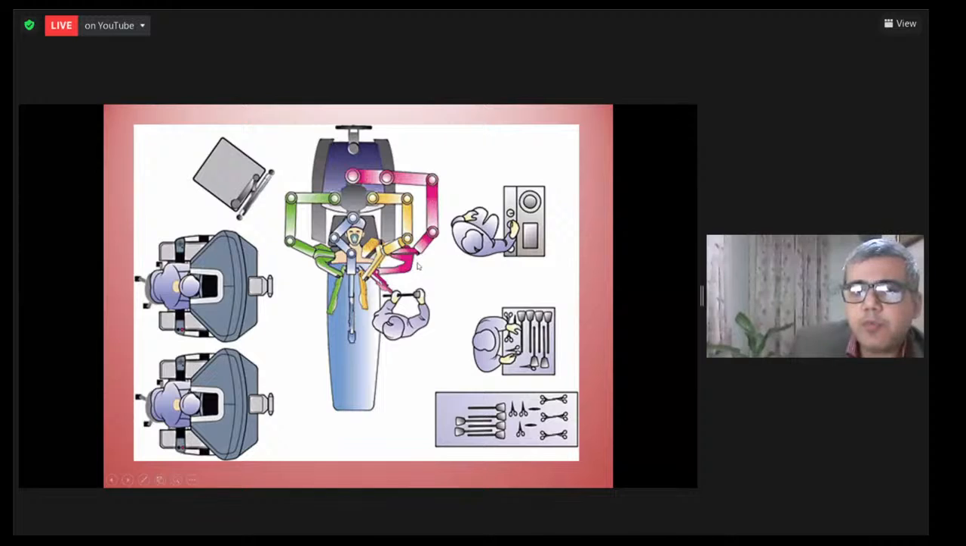One thing in robotic surgery is that the access of the anesthesiologist to the patient is hampered. The anesthesiologist does not have direct access to the patient during a robotic surgery, and this is one of the challenges.